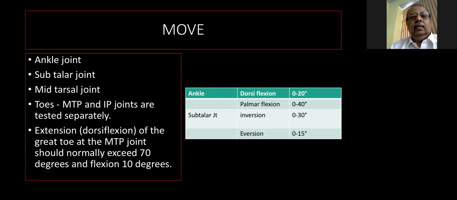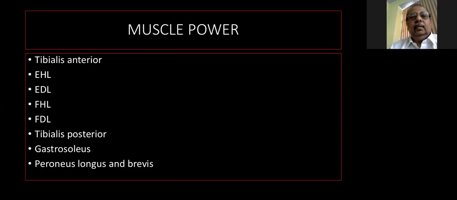Now, the ankle joint, subtalar, mid-tarsal, and toe movements should be looked for. And finally, the muscle power. It is important to look for the power of these muscles. Usually in the exam, the examiner will ask you, how will you look for tibialis anterior muscle strength? Unless you practice it every day in the ward, you will not be able to show the examiner how you are going to do it.